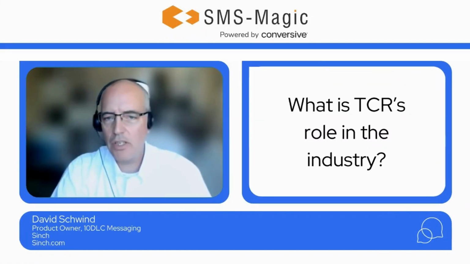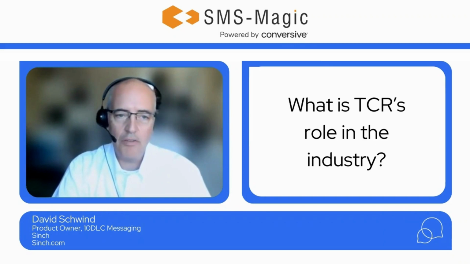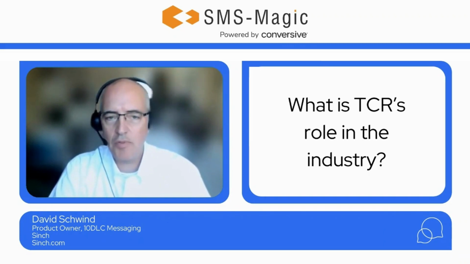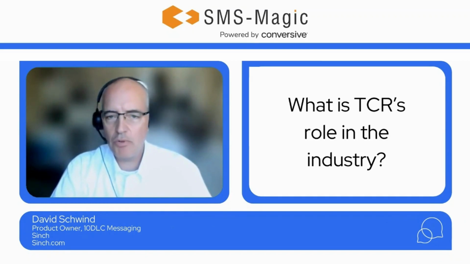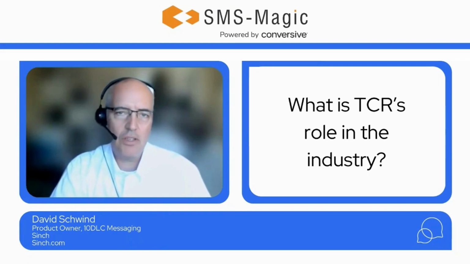TCR's role in the industry is to provide a repository of information whereby content service providers, or CSPs, and aggregators, or directly connected aggregators, DCAs, can upload brand information, and then carriers can review and approve those brands and campaigns if they so choose.